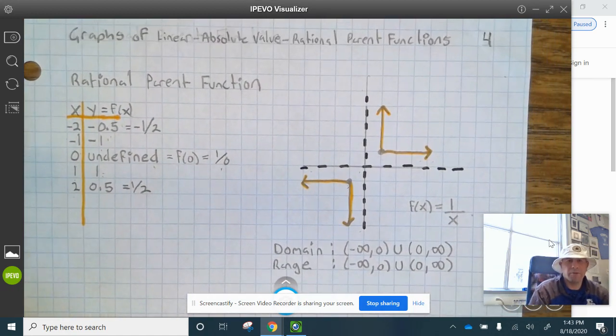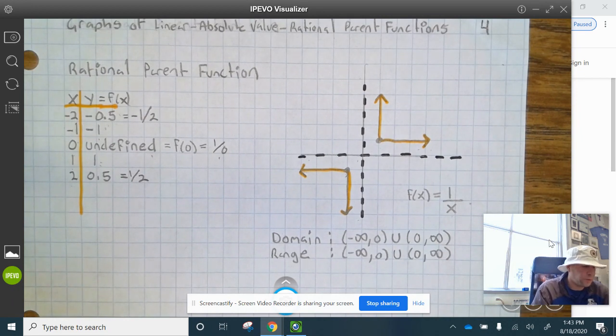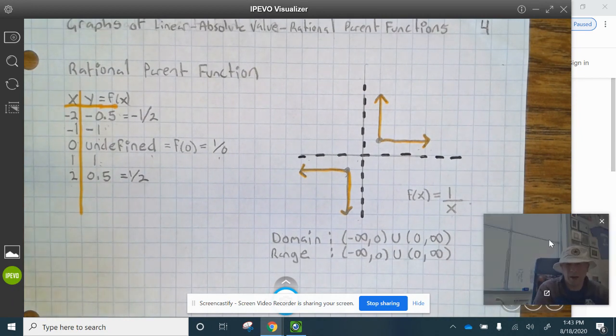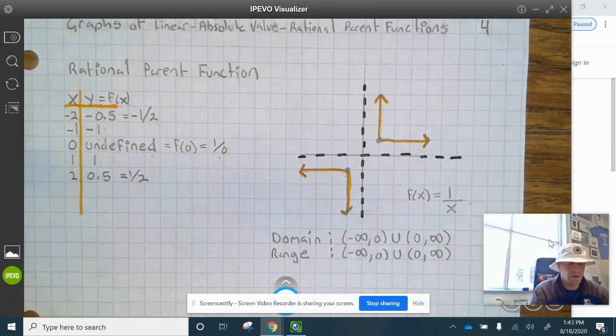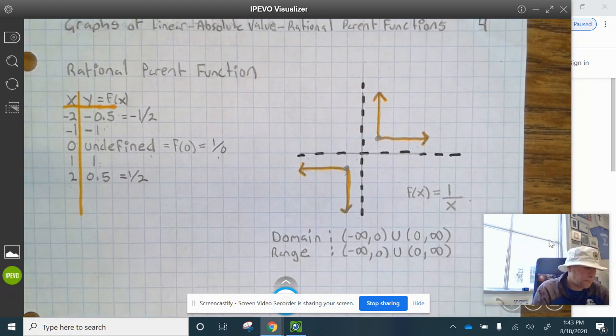So now we have graphs of linear, absolute value, rational parent functions, journal page 4 continued. Normally this is where advanced would be doing the second page, but in this case, I want both algebra 2 and advanced algebra 2 to do the second page. All right, so rational parent function.